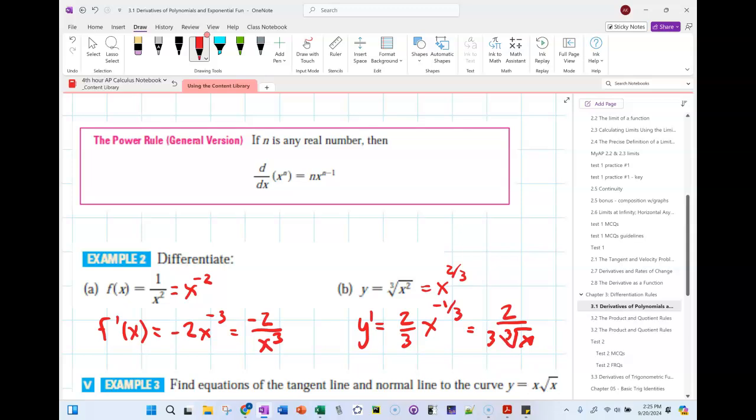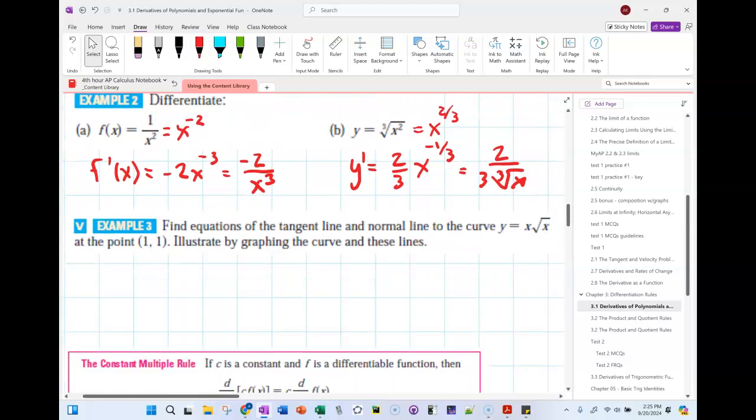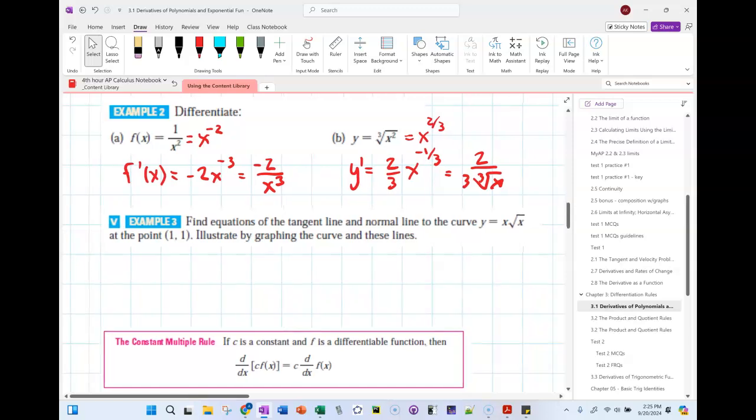So far, so good. Pretty straightforward, right? I like it, Mr. Kulik. What if I want to find the equation of the tangent and normal line to the curve y equals x squared of x at the point 1, 1? So to graph the equation for a line, I need a point, I have that 1, 1, and a slope. How am I going to get the slope at 1, 1 for the equation y equals x squared of x?